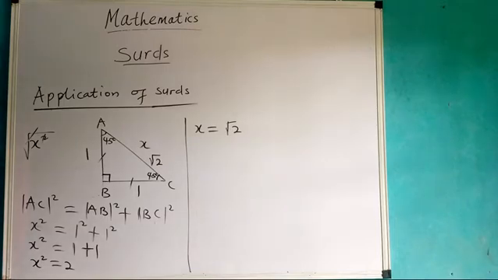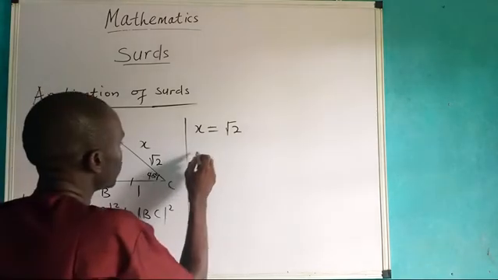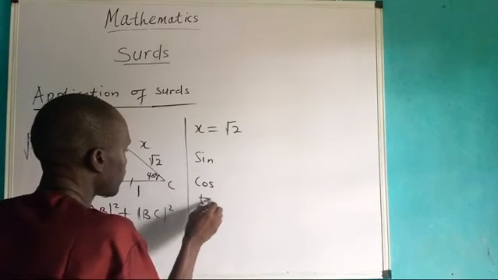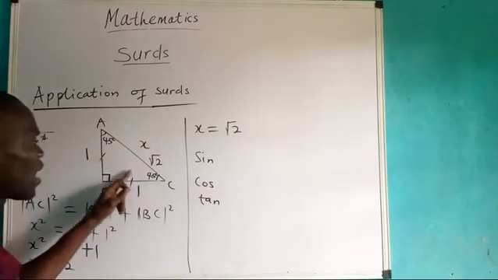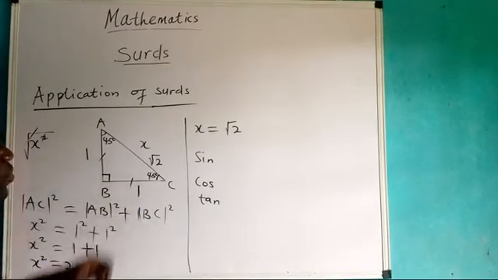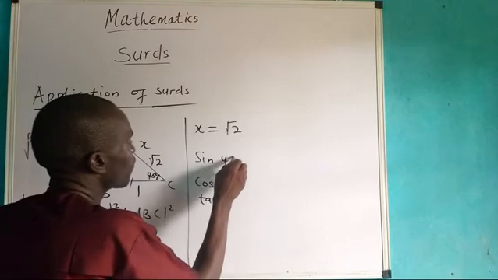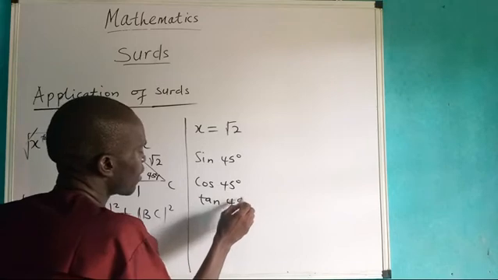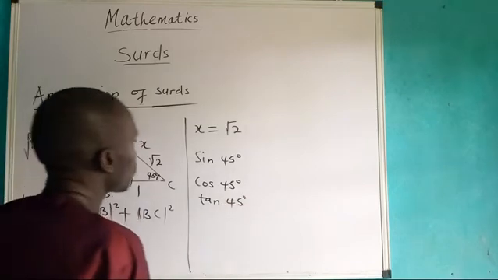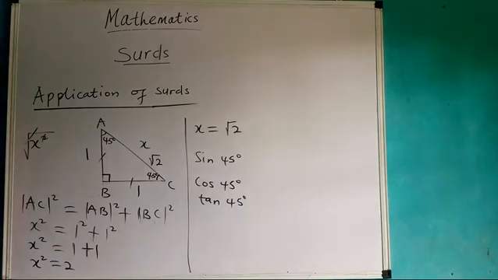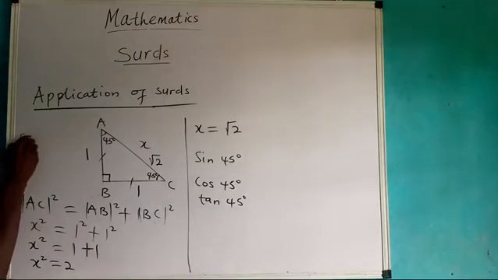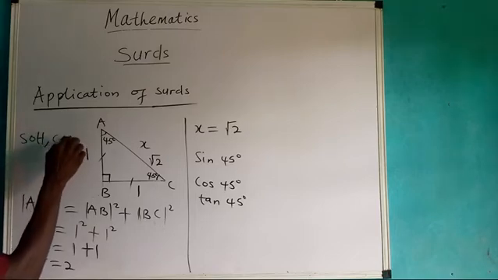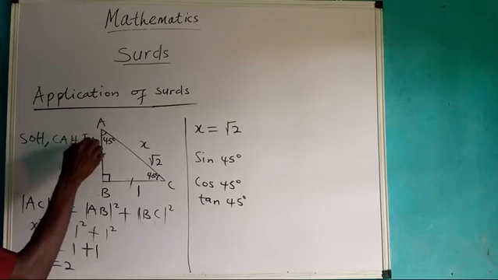Okay, now what can we do for this one? It means that I'll still determine sine, cosine, and tangent. And in this one, I'm going to deal with the angle, so I will use SOHCAHTOA. I want to determine sin 45°, cos 45°, and also tan 45°, using SOHCAHTOA. Now, what do we really mean by this?